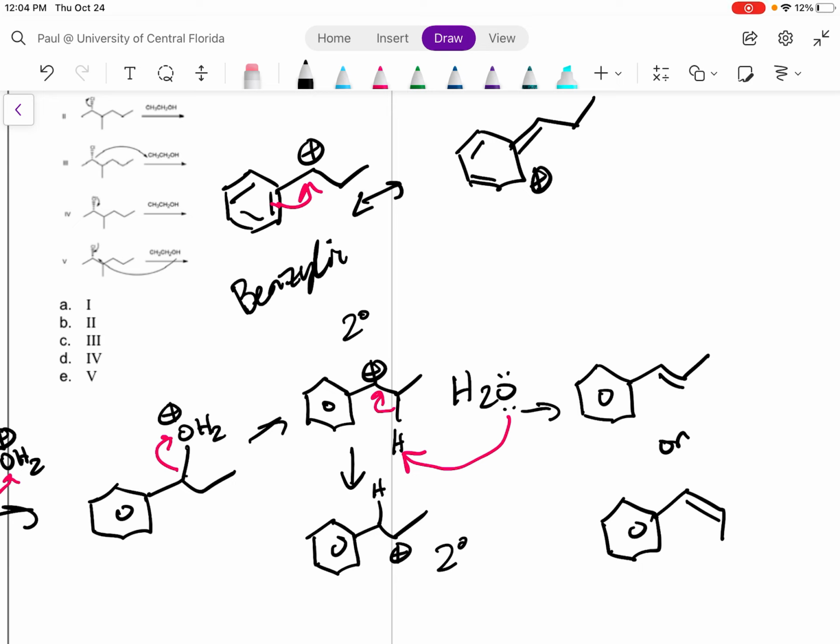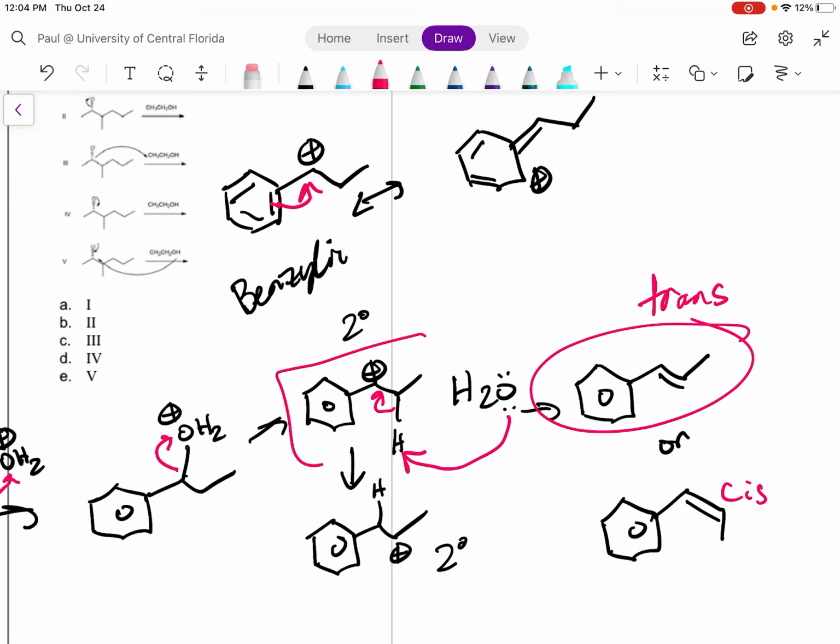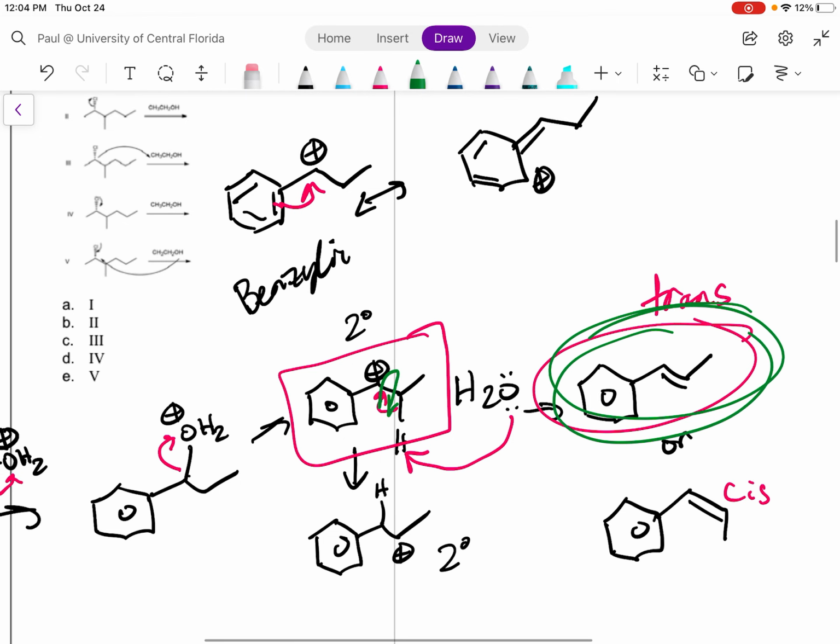Now, which one would be the most stable? It would be that guy because that's trans. A trans double bond is more stable than a cis double bond. And when we take a look at this intermediate right there, we are going to have free bond rotation around that single bond. And so it's going to rotate in such a way to give us the trans product as the favored product because that's the most stable version between those two isomers. So that right there is our final product and the major product.